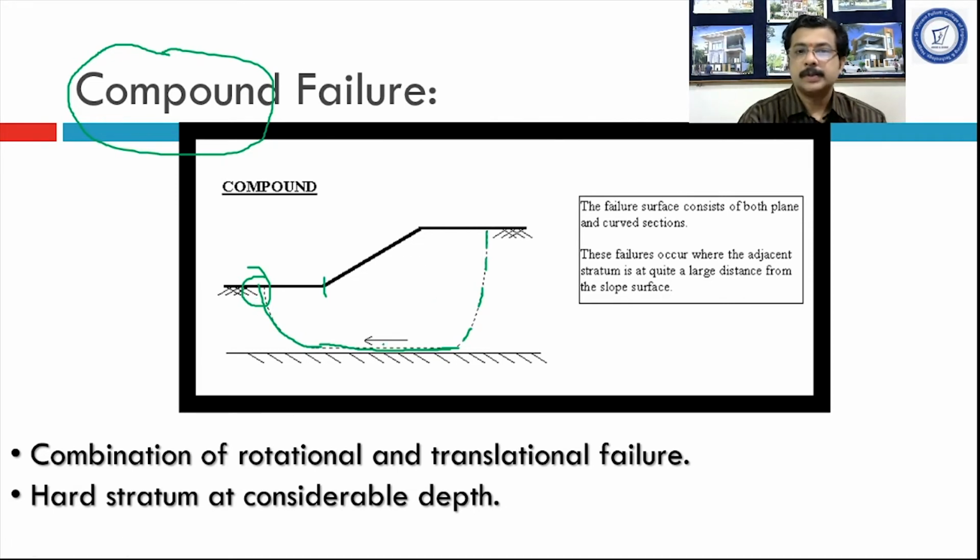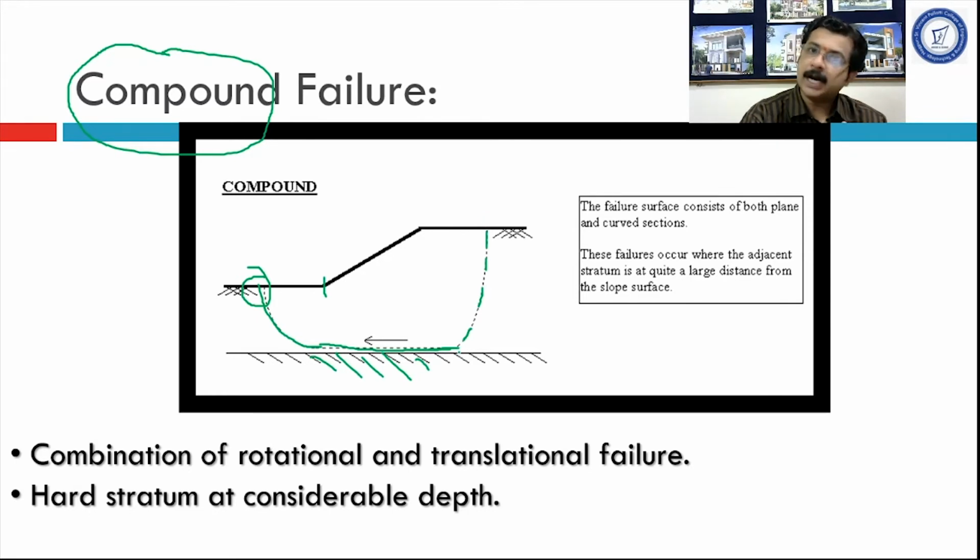So the explanation is given right in the box. The failure surface consists of both plane and curve sections. So the initial portion is curve, the end portion is curve, and the middle portion of the slip surface is a straight line. These failures occur where the adjacent stratum is at quite a large distance from the slope surface. This is the adjacent stratum which is at great depth. So this slip surface has come down.